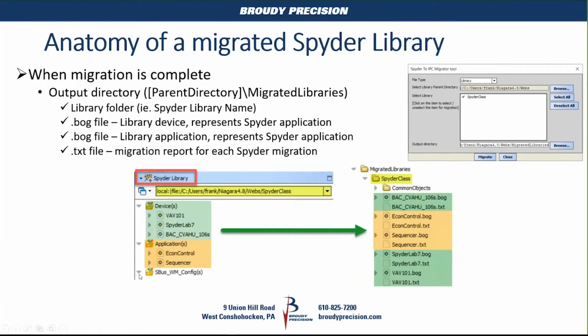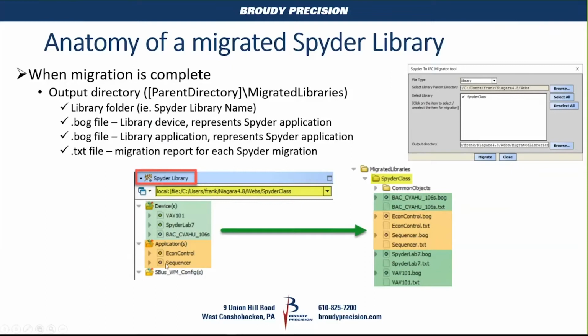And in the case here, you'll see that in a Spyder library, you could have devices and you could also have applications. So the devices that get migrated, you'll see come over here, and there'll be a BOG and a text file just like there are for the station one. The applications come in the same way, but basically what you're going to find when you expand them is your IPC network folder, and then you'll have these applications.